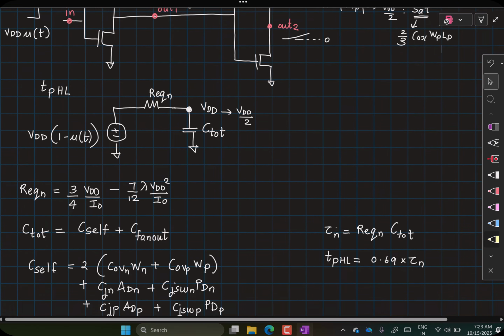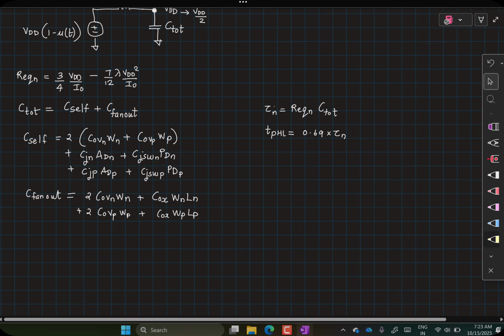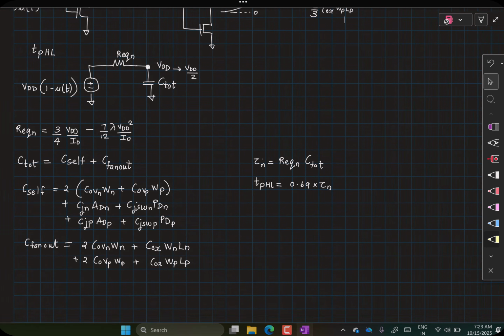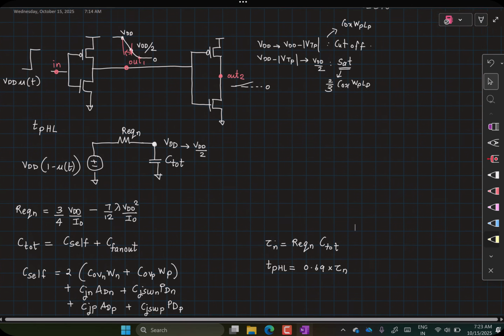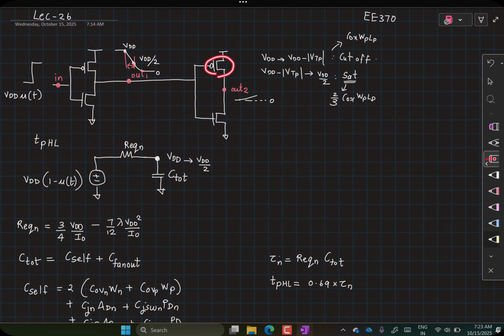So let us first take a look at the expressions here. You can see that this factor COX into WP LP is already a small part of your C total calculation. Now the exact thing to do would be to calculate the amount of time where your transistor is in cutoff, the amount of time where it is in saturation, and then take the average capacitance in both these regions, right? You take the average of the whole thing.